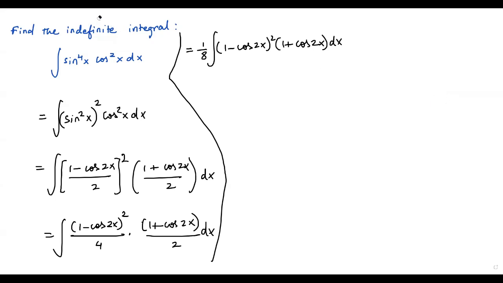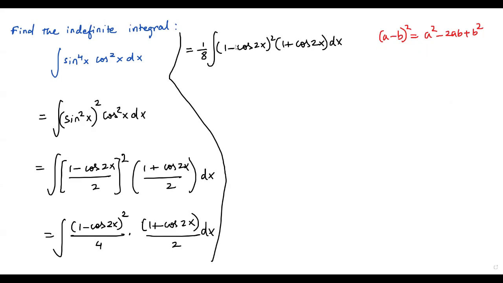Now I'm going to consider the algebraic identity: (a - b) whole square, and its expansion is a square - 2ab + b square. I'm going to use this identity in the square of the binomial, (1 - cosine 2x) whole square, to get the expansion. Let's compare this with (a - b) whole square. In the place of a we have 1, in the place of b we have cosine 2x, and here we have a negative sign between a and b.